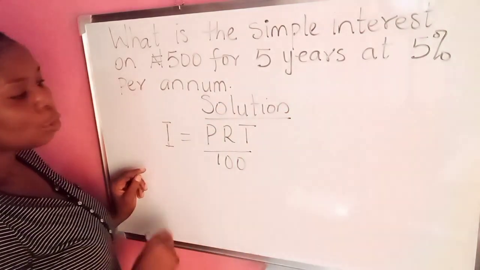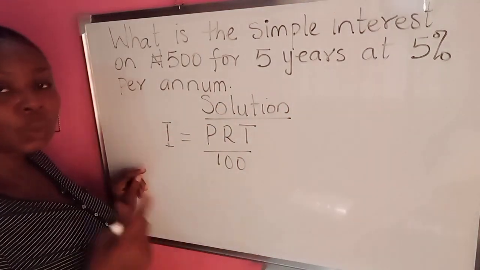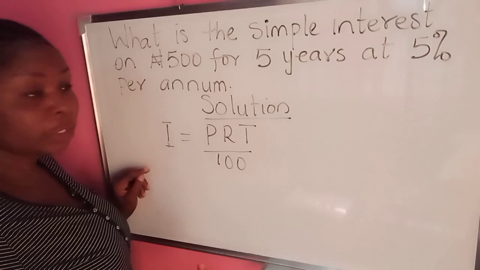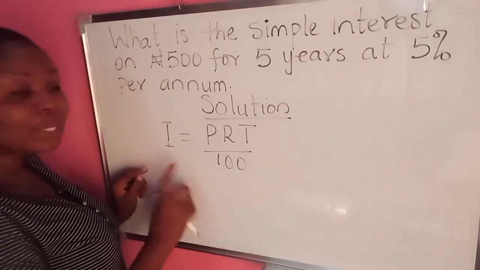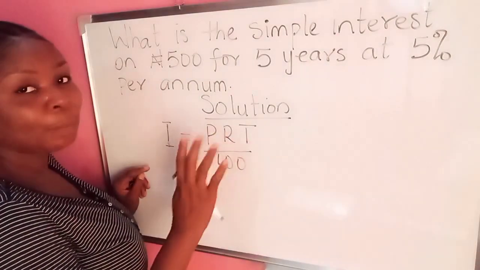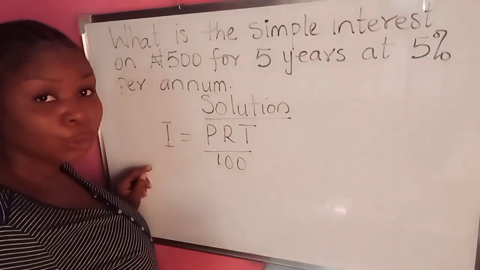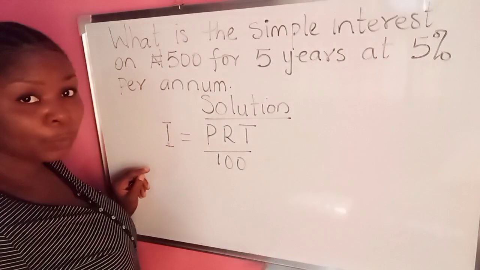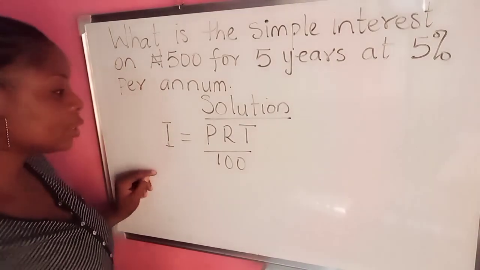So, over 100. This means that to find your simple interest, you say simple interest is simply principal multiplied by the rate and multiplied by the time, all divided by 100. That's how you get your simple interest. Okay, let's get to solving it.